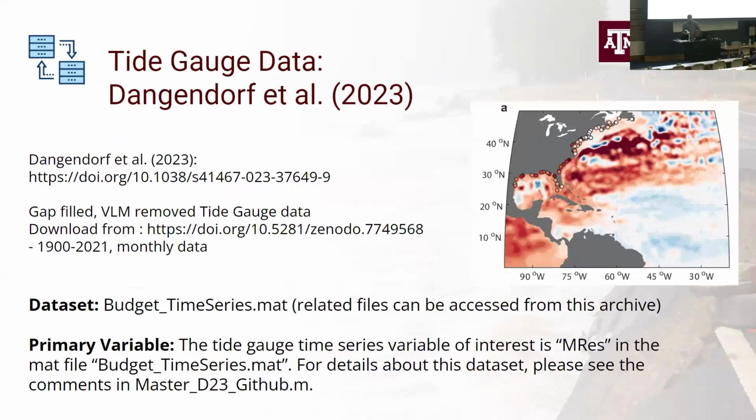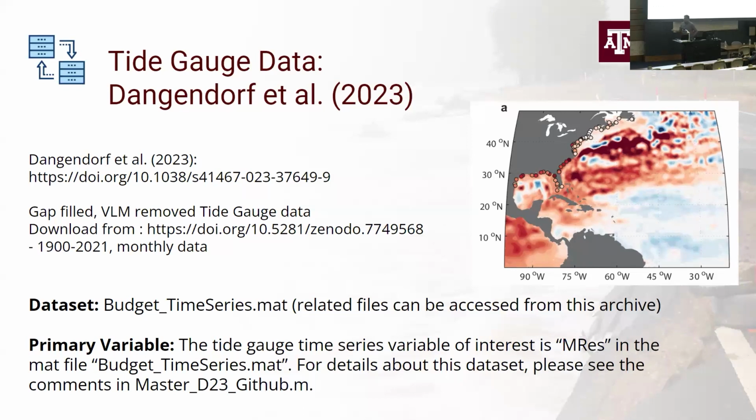The second data set is the tide gauge data set. The raw data is actually very difficult to handle because there are missing data periods and inconsistencies between stations, and there are a lot of difficulties like that. So this one is compiled from 66 tide gauge stations, 66 of them, along the Northeast and the Gulf of Mexico. All these data sets are available from 1900 all the way to 2021.